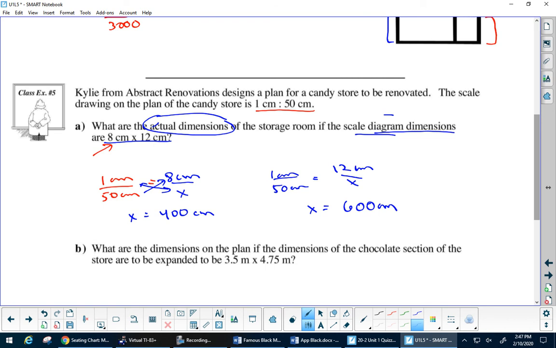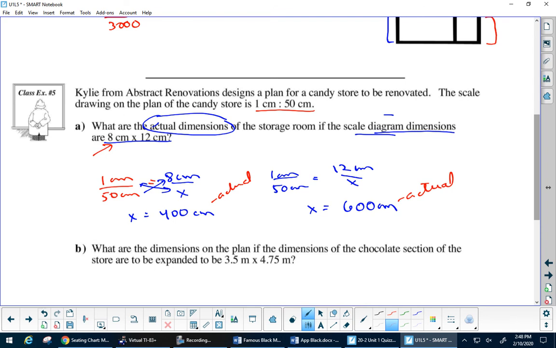Now, my actual room, right? This is actual. So my question would be, how many meters by how many meters would that be? What would be the dimensions? Because this is like 1 meter, right? So how many of these? 4 meters by 6 meters. So it would be 4 of these times 6. Okay?